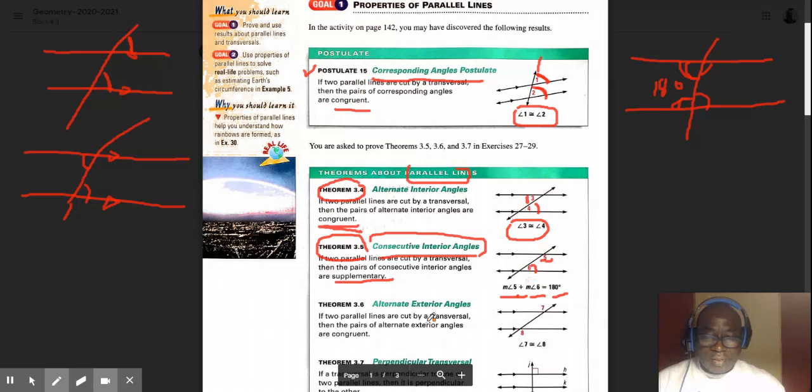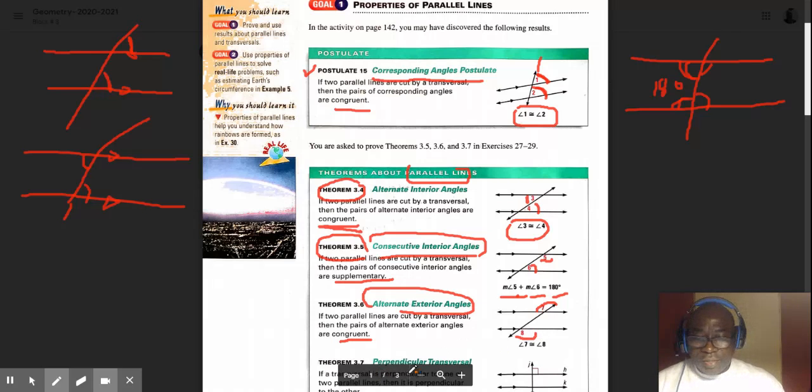So let's look at alternate exterior angles, similar to alternate interior angles, only this time they're on the outside. These angles also are congruent, and that is the alternate exterior angles for parallel lines theorem. Once parallel lines are cut by a transversal, then the pair of alternate exterior angles are congruent.